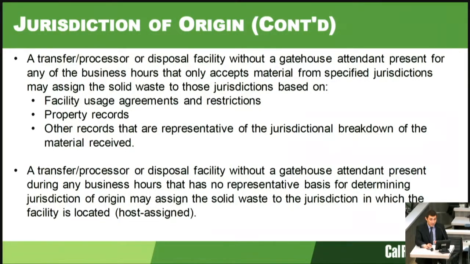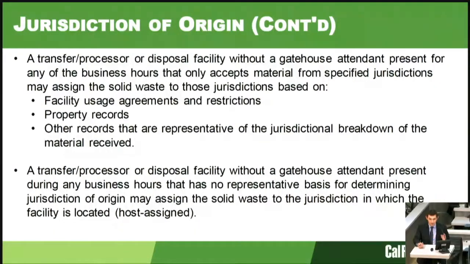Now, last scenario: you don't have a gatehouse attendant ever and have no representative basis for determining anything that goes in there. Essentially an unstaffed, very rural transfer station with drop-off bins or something like that. They can host assign the jurisdiction of origin. That's sort of the worst case scenario when all other options have been exhausted.